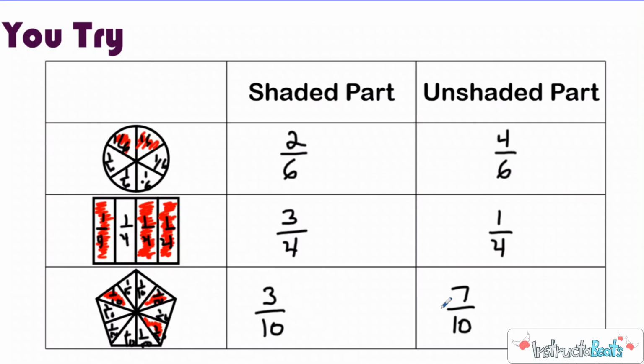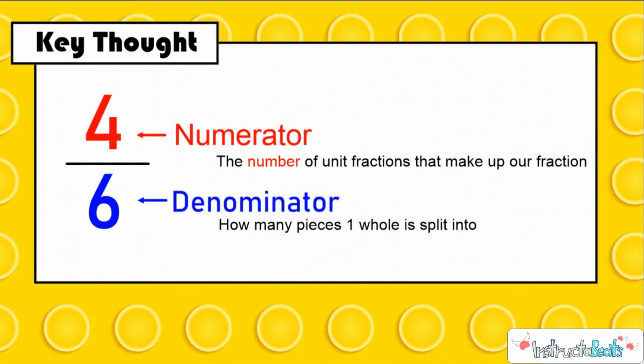Let's check out our key thought from this lesson. This is how we write a fraction using the numerator and denominator. Remember, a fraction can help us represent values that are less than 1 whole. So our numerator tells us the number of unit fractions that make up our fraction, and the denominator tells us how many pieces 1 whole is split into.